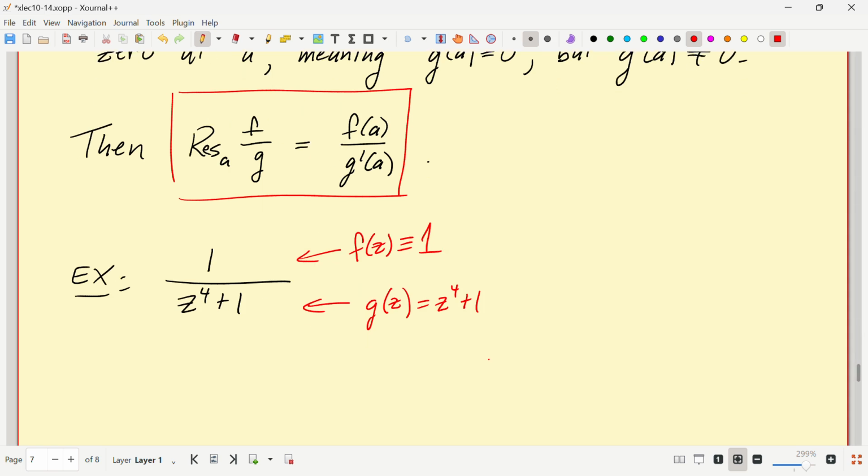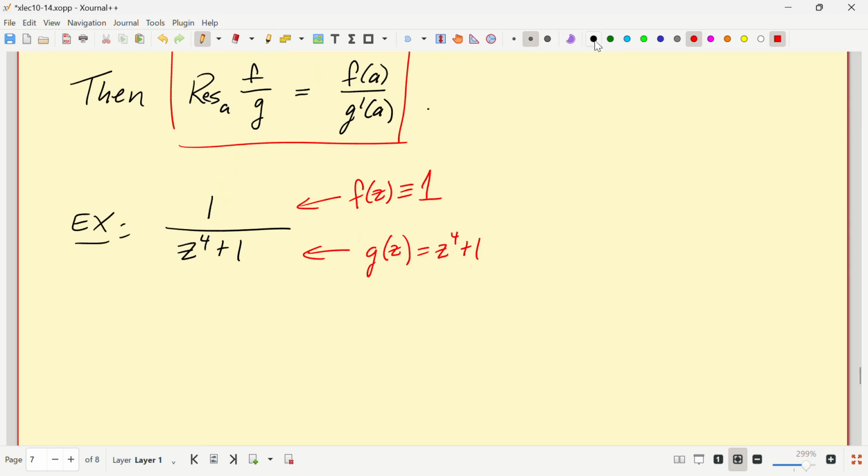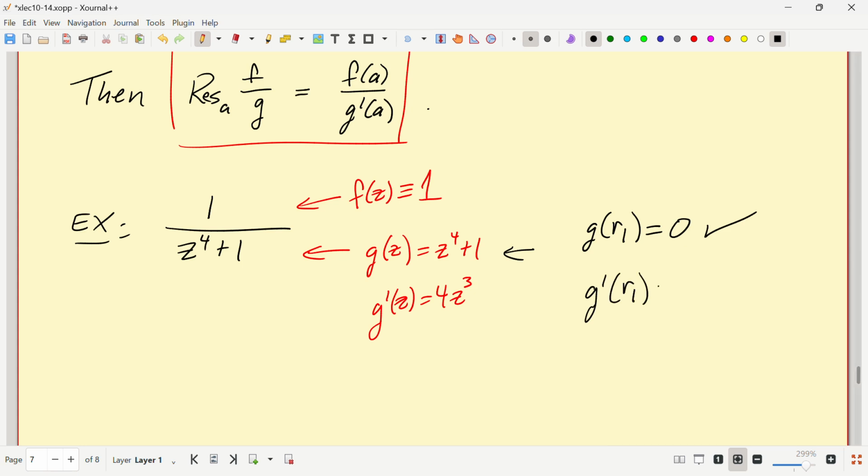And notice that we know that R1 is a root. So g of R1 is 0. And let's calculate g prime of z. g prime of z is 4z cubed. And so g prime of R1 would be 4 times R1 cubed. That's not equal to 0.